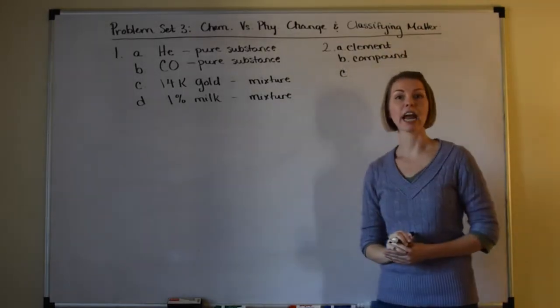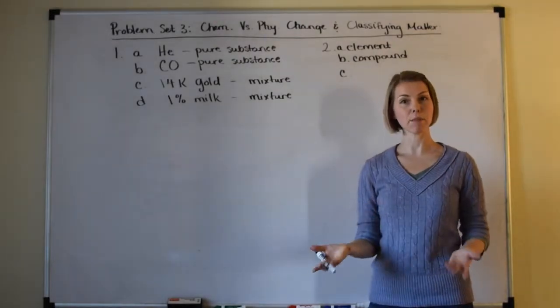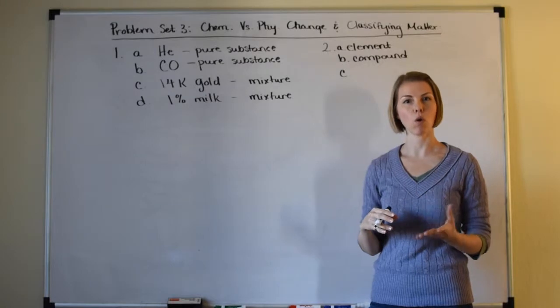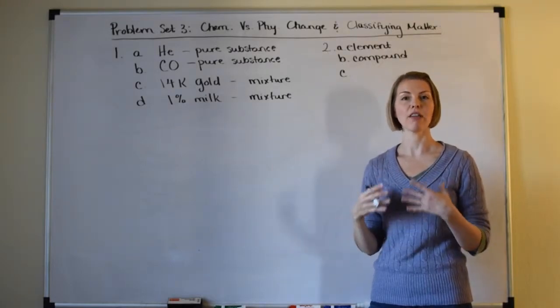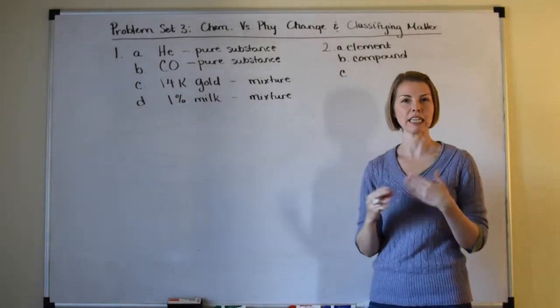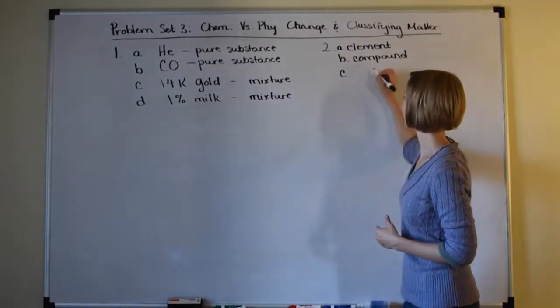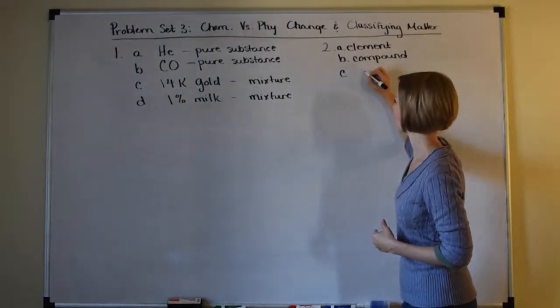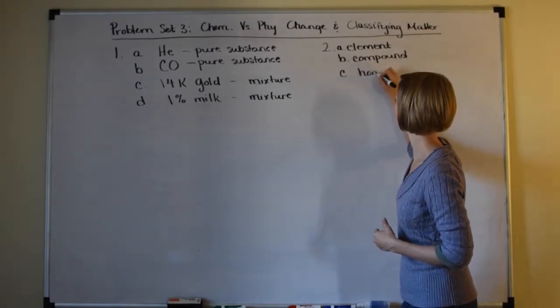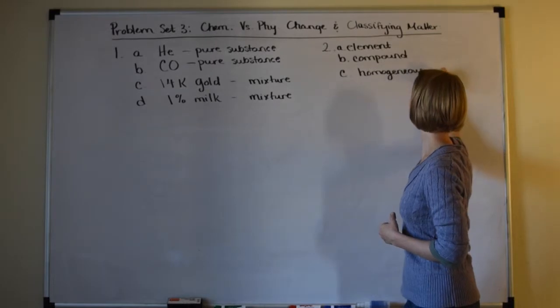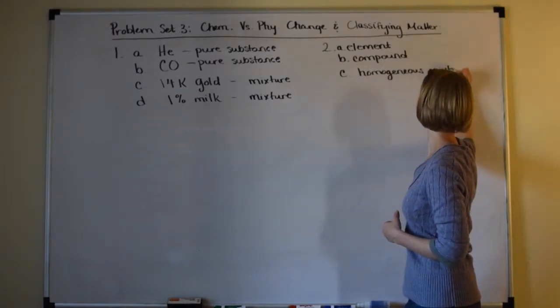C, 14-karat gold, it's definitely a mixture. It should be a homogeneous mixture because you want that gold and all those other elements that make up the 14-karat gold to be evenly distributed in your precious fine jewelry. So that is an alloy of different metals. That is a homogeneous mixture.